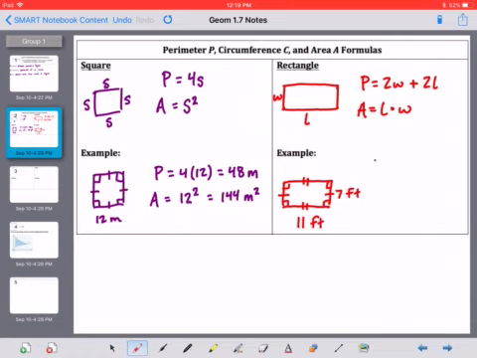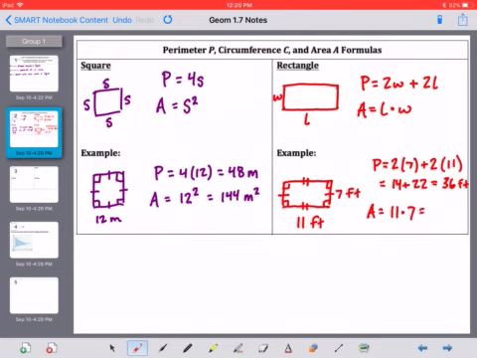So to find the perimeter, we do 2 times the width, or 2 times 7, plus 2 times the length, 2 times 11. So let's see, that would be 14 plus 22, which is 36 feet. All right, and then the area, a little bit simpler. Length times width would give us 77 square feet. All right, it's a pretty big rectangle.